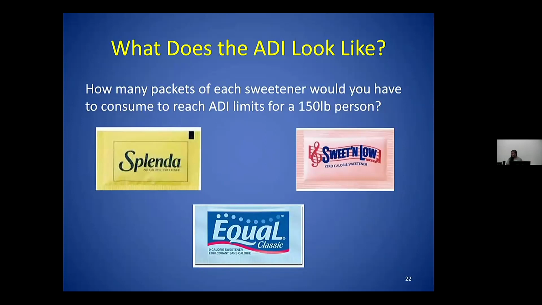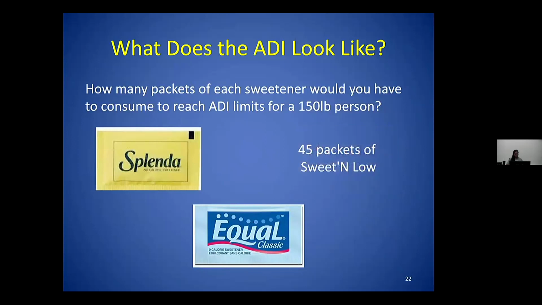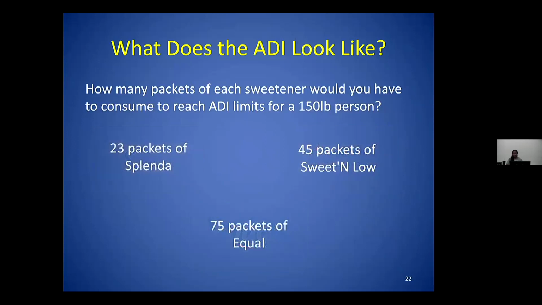Okay, so anyway, for Splenda, it's 23 packets. For Sweet'N Low, it goes up to about 45 packets. And for Equal, it is 75 packets a day to reach the ADI. So it's safe to say that if you're using 2 in your morning coffee, it's probably fine.